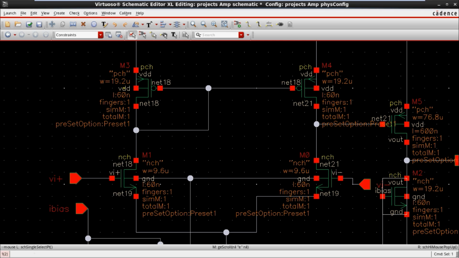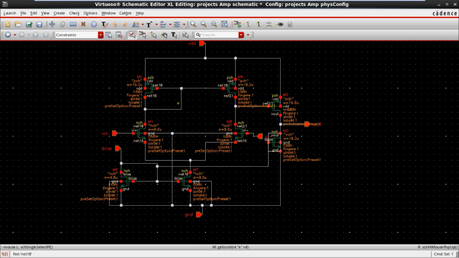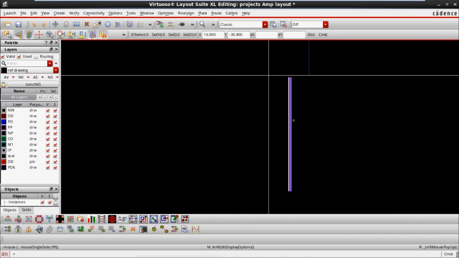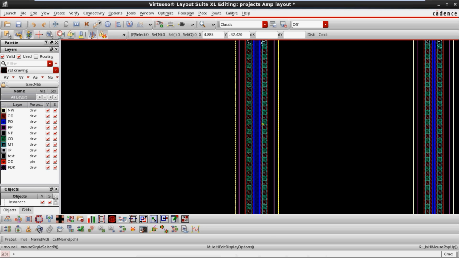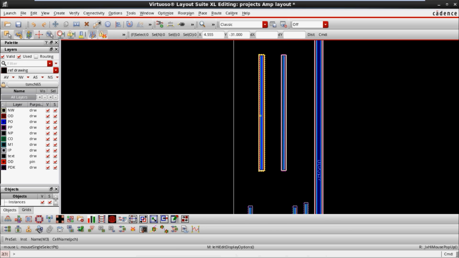Now I am going to do the layout. I am generating all the components to layout. See, everything is generated right now. So now we have these 2 diff pair units. These 2 are the differential pair unit.